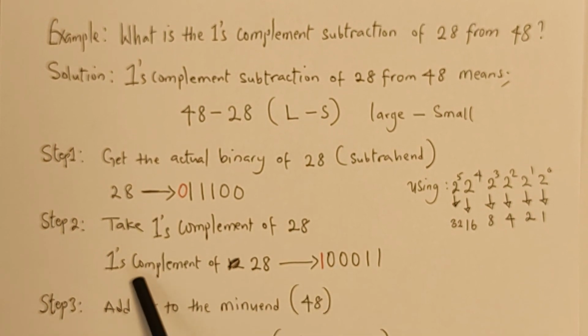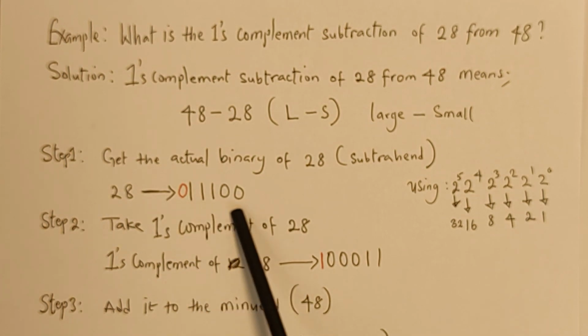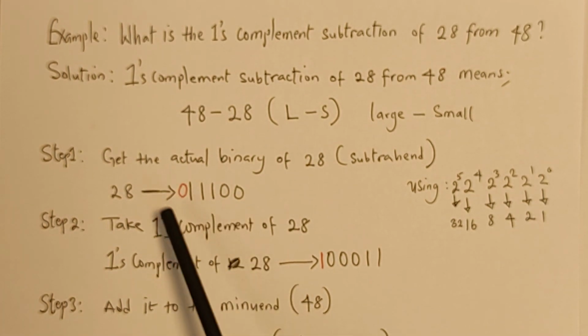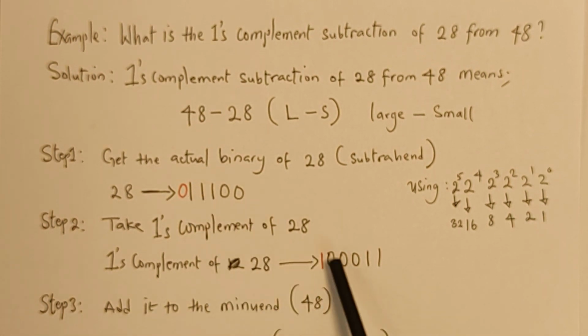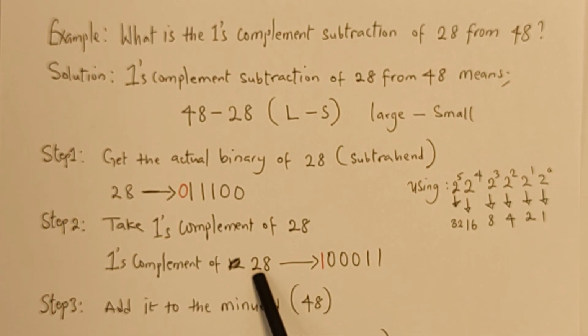Now from this point, we're going to take the 1's complement of 28. All right, so the 1's complement, that is step 2. The 1's complement of 28 is nothing but the inverse of what we have here. So where we have 0, we have 1. Where we have 1, we have 0. Where you have 1, you have 0. Where you have 0 0, you have 1 1. So this is the 1's complement of 28.